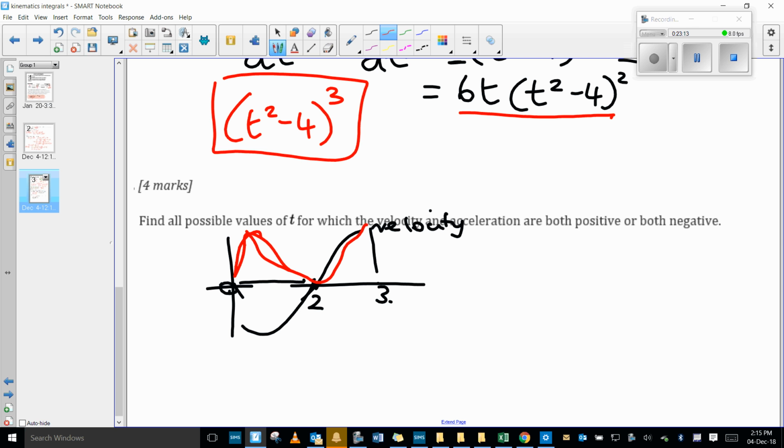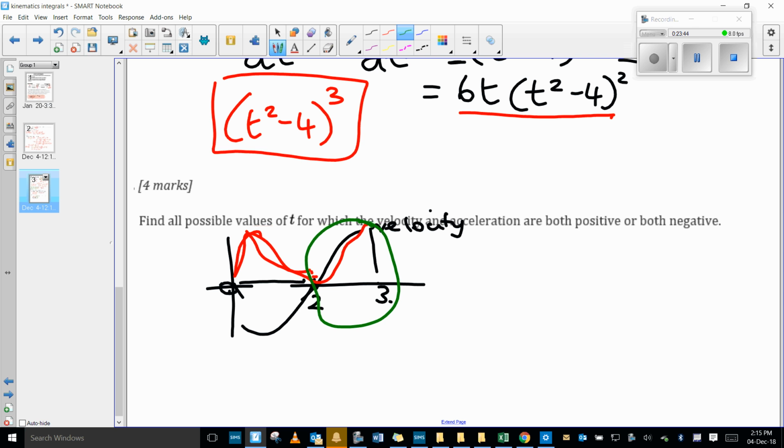And so what they've said is, where are the velocity and acceleration both negative or both positive? Well, are they both negative anywhere? No. Are they both positive? Yes. Can you see that here they are both positive? Yes. So how would I describe that? Positive for t from 2 to 3.